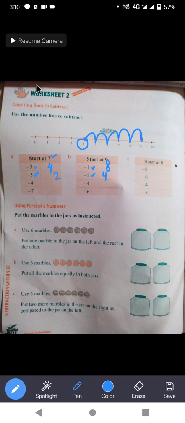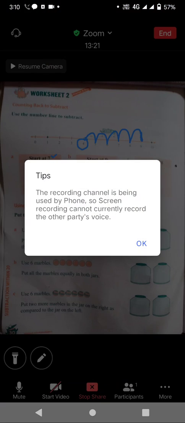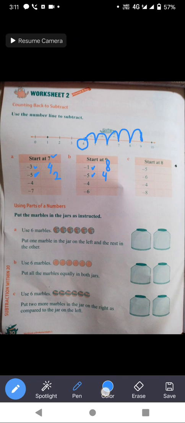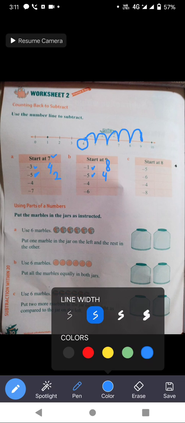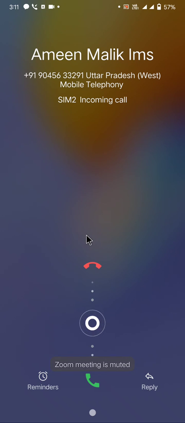Okay, so now come to question number 2 here. Using parts of numbers, put the marbles in the jars as instructed. Some instructions are given here. We have to read the instructions very carefully, then we have to solve this. So first one is part A. Use 6 marbles. Okay, we have to use 6 marbles. 1 2 3 4 5 6.